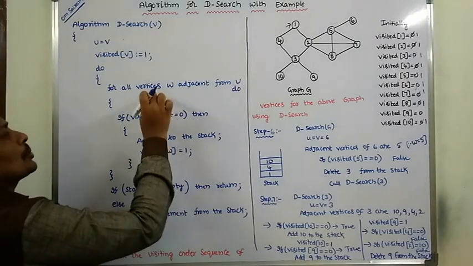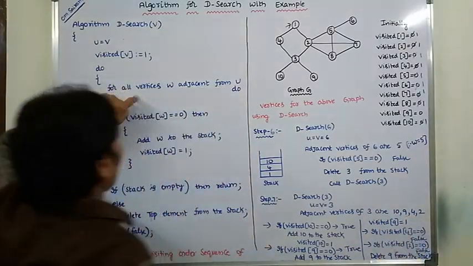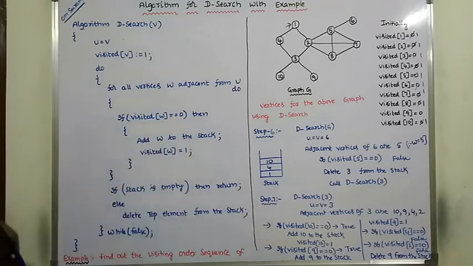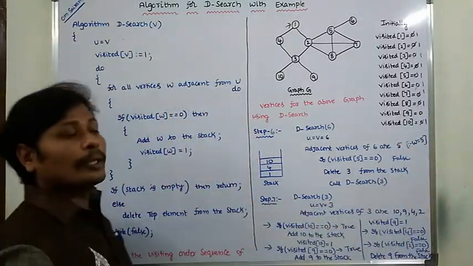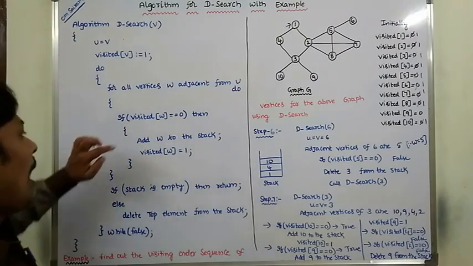Again the control goes to the for loop. Now the next adjacent vertex is 9. This condition is true. Brace begin. If visited of 9 is equal to 0. Yes, visited of 9 is equal to 0. Condition true. The control goes to the if block.